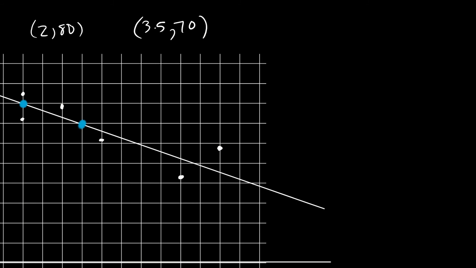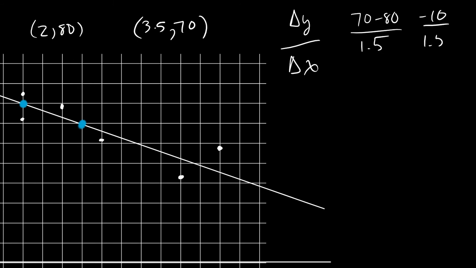So we know that in order to get this equation, we need to be able to describe how much y is changing. It's decreasing. We know it's going down, divided by how much x is changing. I can see that y was at 80 and it went to 70. If I do that subtraction, 70 minus 80, I see that y decreased by 10 units. And for x, I can see that it ends up at 3.5 and began at 2. 3.5 minus 2 is 1.5. So I have negative 10 divided by 1.5.